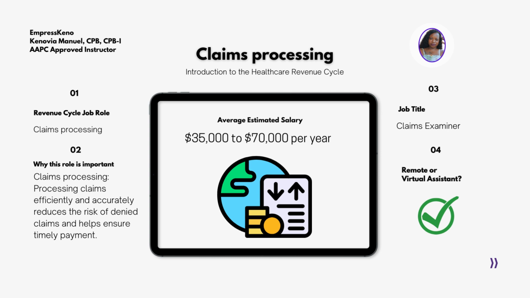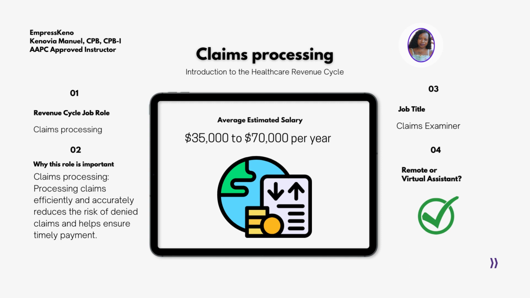Their average estimated salary is $35,000 to $70,000 per year. This role can often be exercised working remotely or virtually depending upon the employer. Why is this role important? Claim processing is important because it efficiently and accurately reduces the risk of denied claims and helps ensure timely payment.